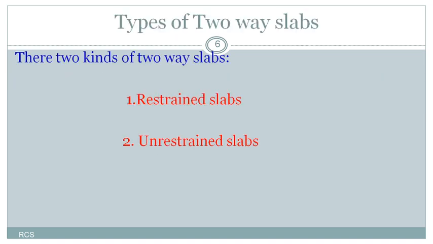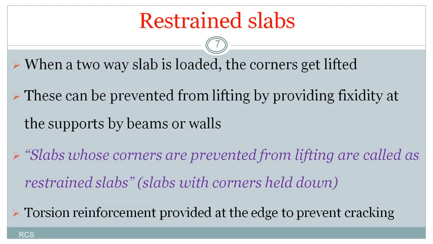Let us discuss the types of two-way slabs. There are two types: restrained slabs and unrestrained slabs. Restrained slabs are also called slabs with corners held down, and unrestrained slabs are those where the corners of the slab are not in held down position, right? So we'll discuss one by one what the restrained slab is and what the unrestrained slab is. So let us see what the restrained slab is.